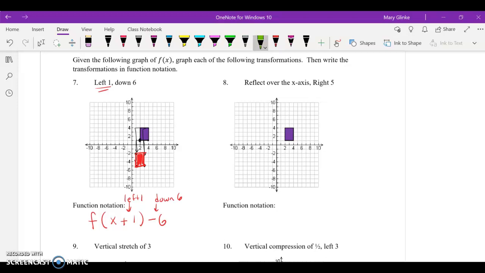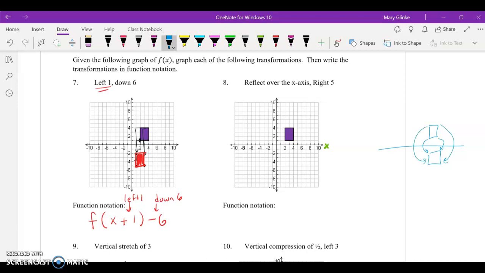Okay, so we are taking the same shape and we want to reflect it over the x-axis and move it right 5. So if here is your x-axis, when we reflect things over the x-axis, we are going to kind of flip them down. So if you can imagine, it should go from being up here to being down there by flipping our points around.